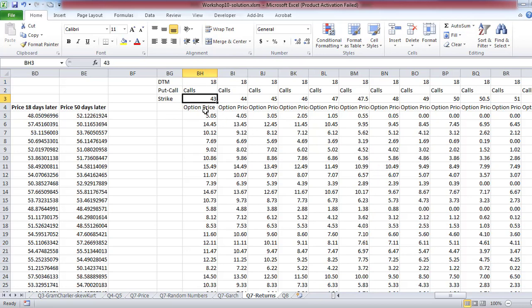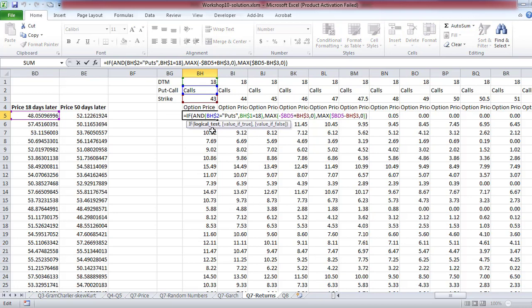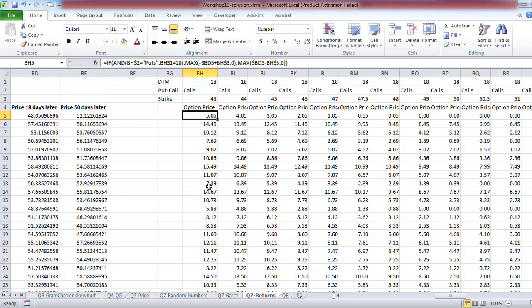So for example, this option in particular, it decides whether it's a call or a put. So in this case it's a call, and then it's going to be the maximum of... Sorry, that's for puts, so it's going to be the maximum between 48 minus 43, which is going to be 5. And then we do the same thing for all scenarios. Let's continue with this one. So I'll explain first this column. Now this one is taking the one that expires in 18 days.